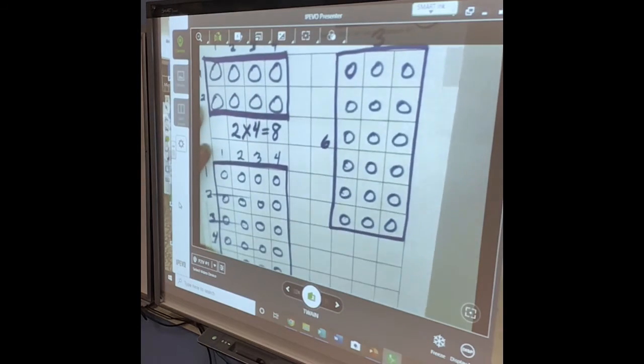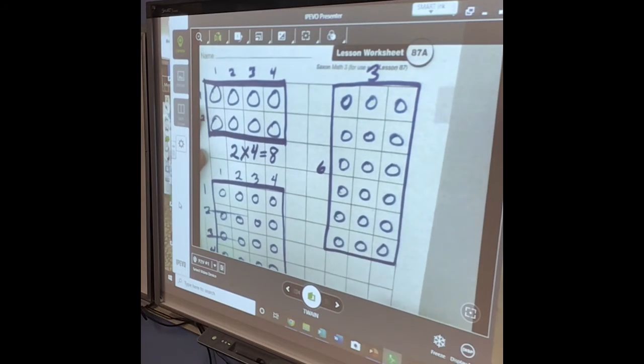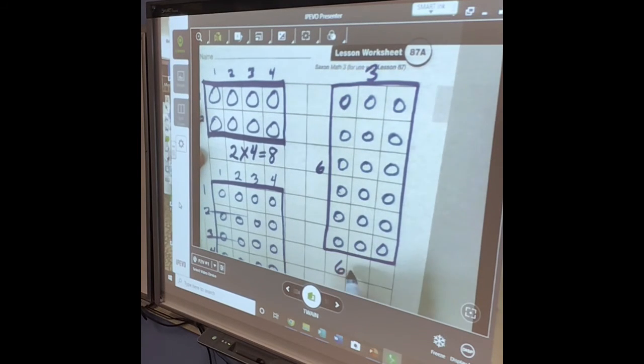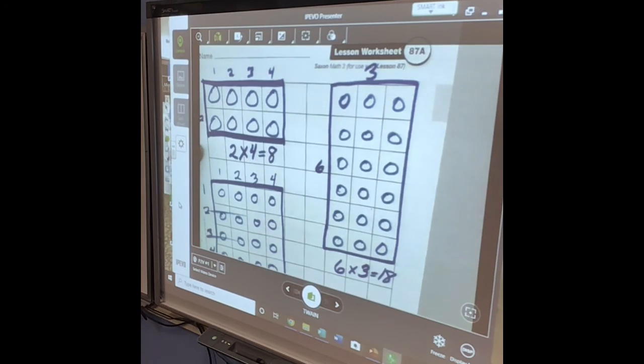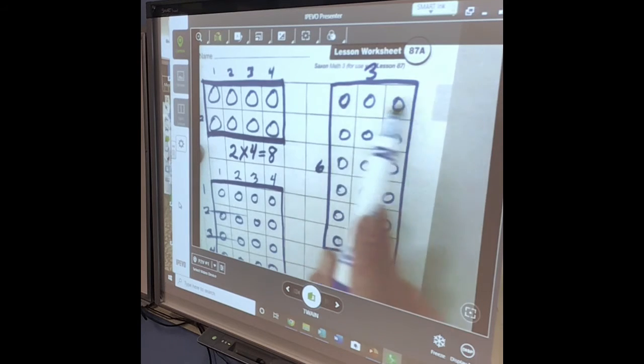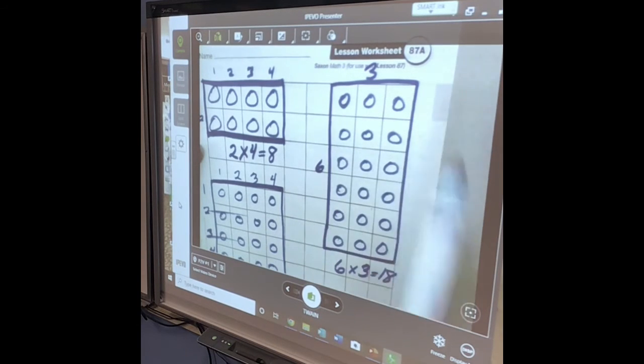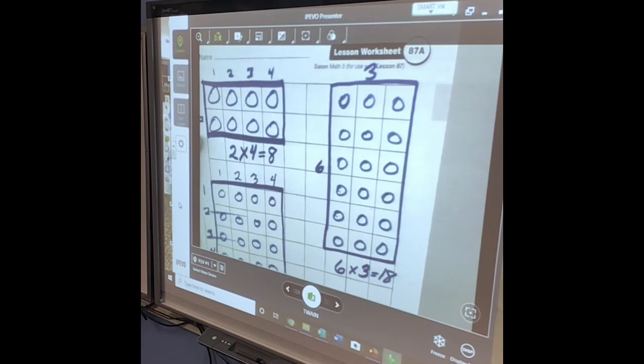Then we need to think about the number sentence. Okay, so we would write this number sentence for this array, we would write it like this. 6 times, or multiplied, or groups of, as we like to say, 3 equals 18. Okay, so we're taking the 6 rows, multiplying it times 3, and that gives us 18.